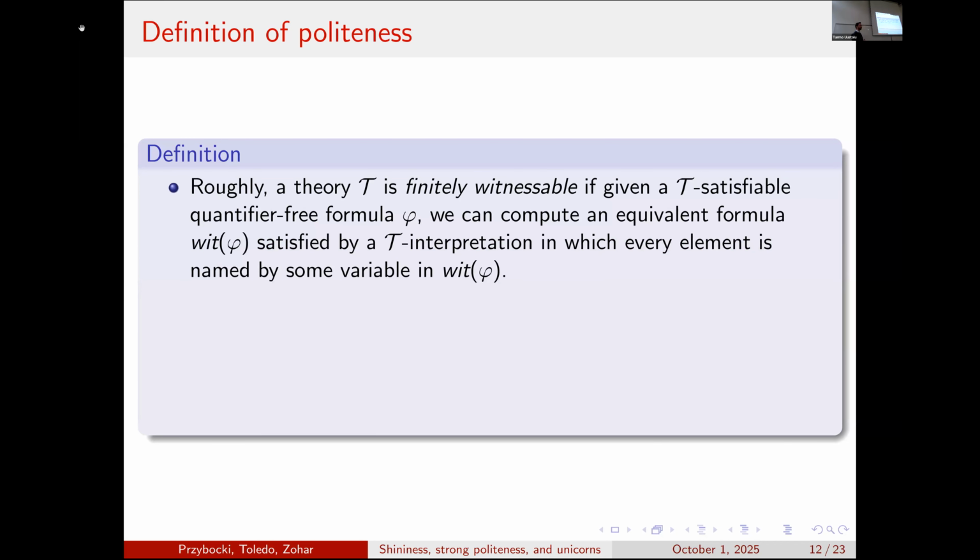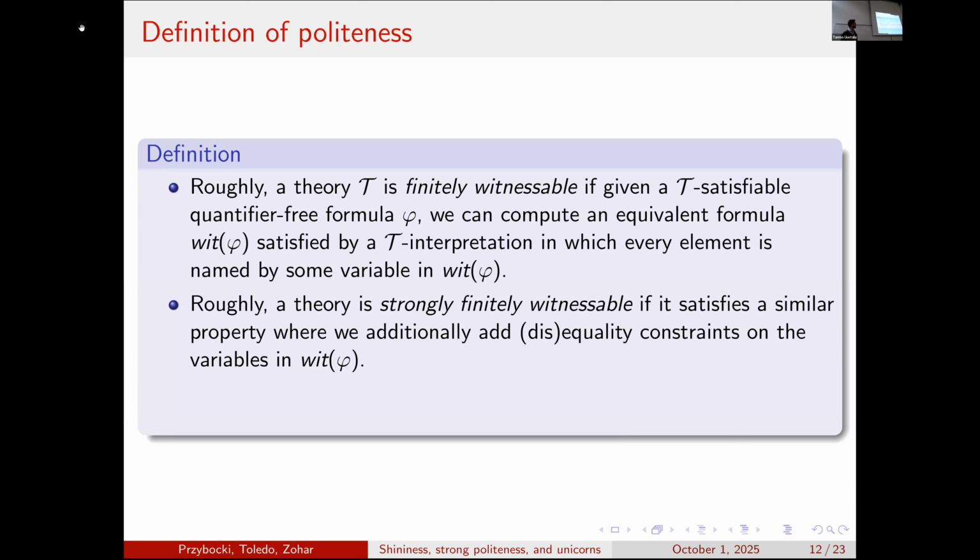I'm not going to formally define these notions because they're a little technical, but roughly, a theory is finitely witnessable if, given a satisfiable formula, we can compute an equivalent formula that's satisfied by a T-interpretation in which every element of the interpretation is denoted by some variable in wit(φ). We call that the witness function. Basically, it expands out our formula to make explicit all of the variables that we need in a model.